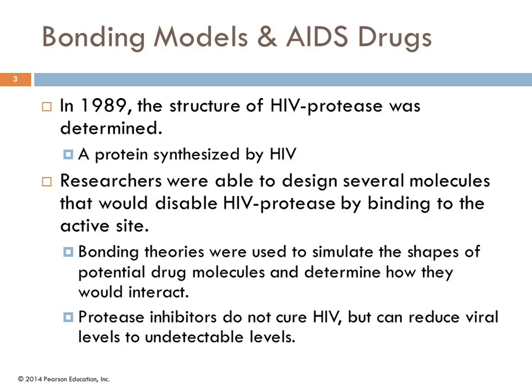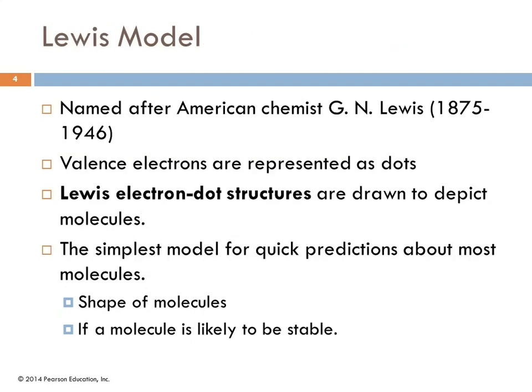And these protease inhibitors don't cure HIV, but they reduce the viral levels often to undetectable levels. So the person is still HIV positive, but they're not going to have any symptoms. And in fact, a blood test may come up negative because the virus is so suppressed. Now, if they stop taking the medication, then the virus will rebound, and that'll be a problem. But still, this is a huge, huge thing. And it's made possible because of bonding theories.